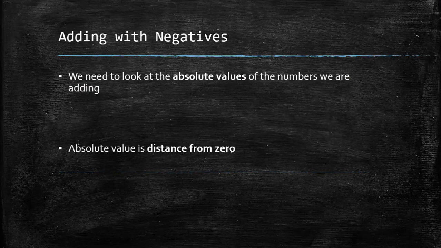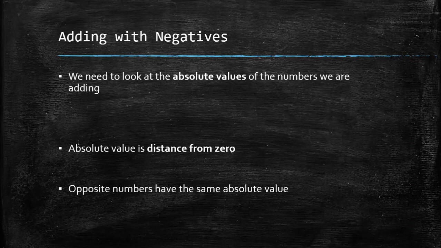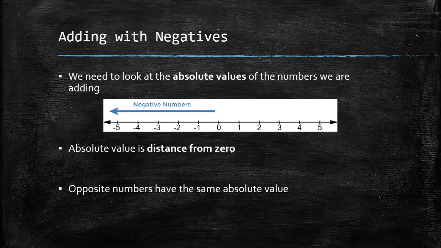we're adding. So remember that absolute value is just our distance from 0 along a number line. And then one other thing, opposite numbers like -3 and +3 have the same absolute value. So if we look at our number line here, we look at -3 and we look at +3, they're both the exact same distance from 0.